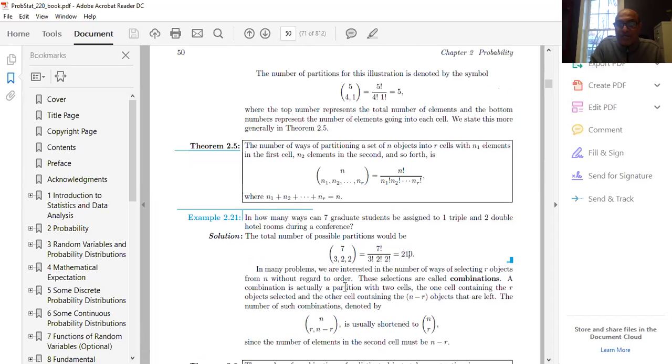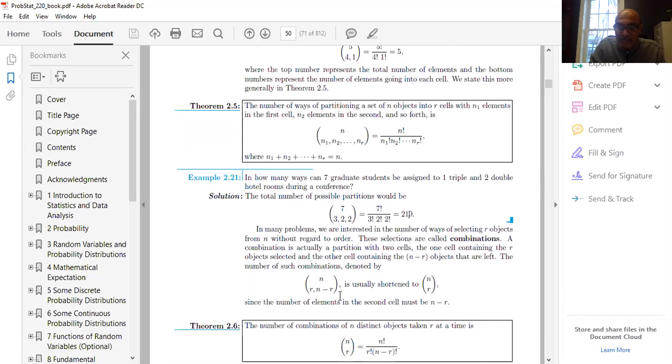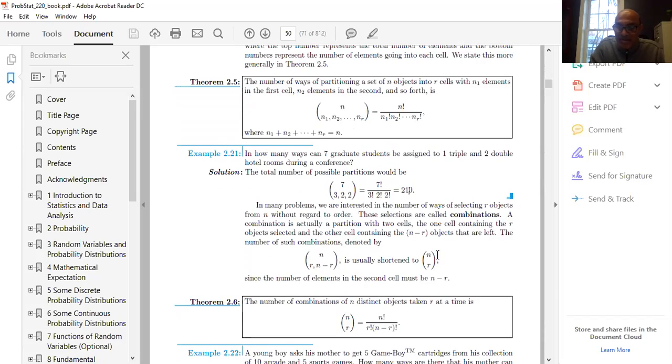Because order is not important in that case, I just mentioned 5, 4, 1. 5 is the total number of N elements, and first cell 4 elements, second cell 1 element. So that's why we wrote it in terms of 5 factorial over 4 factorial and 1 factorial, in this form N, R and N minus R. Or I would like to say N, N minus R and R. So exactly the same thing is over here, that this combination, given in the form of N, R and N minus R, is usually denoted by NCR. This is read as NCR, or you can write N in brackets over R.